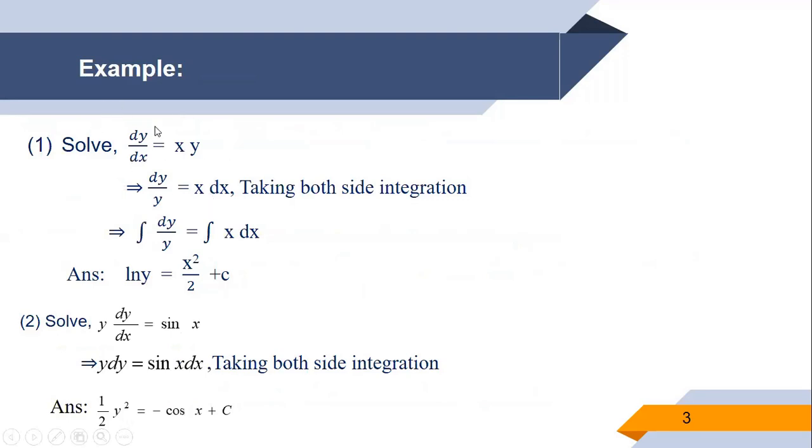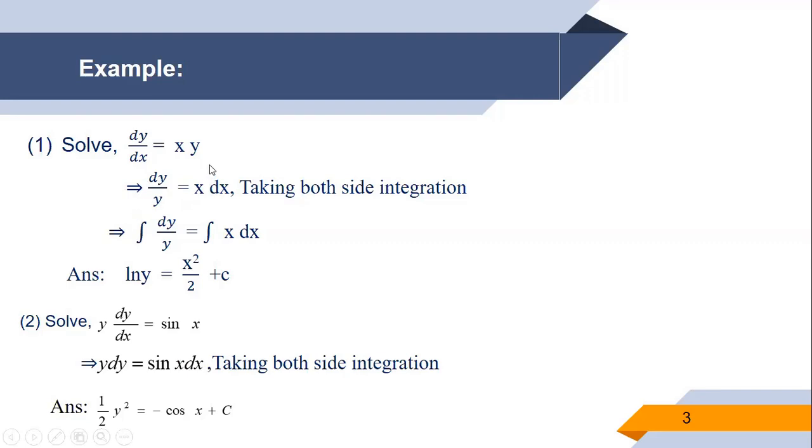As for example, suppose given: solve dy by dx is equal to xy. So obviously this is a first order first degree equation. So dy by dx is equal to xy. So y is here, dx is here. So dy upon y is equal to, we write x into dx. So this form depends only on y, and the term on the right hand side depends only on x. So we apply the separable variable method.